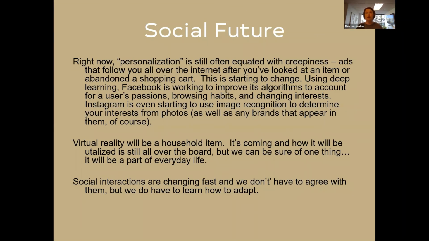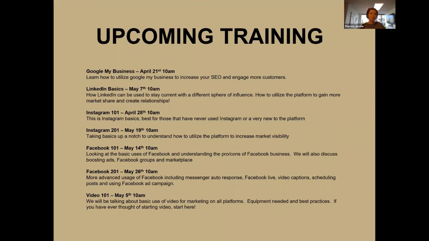So we're seeing like Facebook advertisements are starting to capture people more than they used to capture people because they're starting to learn habits. Facebook is using a lot of AI behind the scenes to know how to advertise to people more and more. Virtual reality is going to be more and more part of everybody's life. So we need to kind of be aware that AI and virtual reality are coming. And then also certain social interactions are just changing really fast and we have to be able to adapt to them.